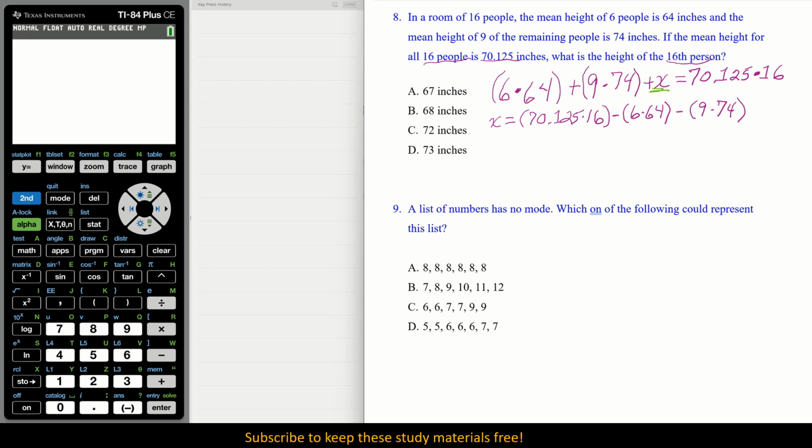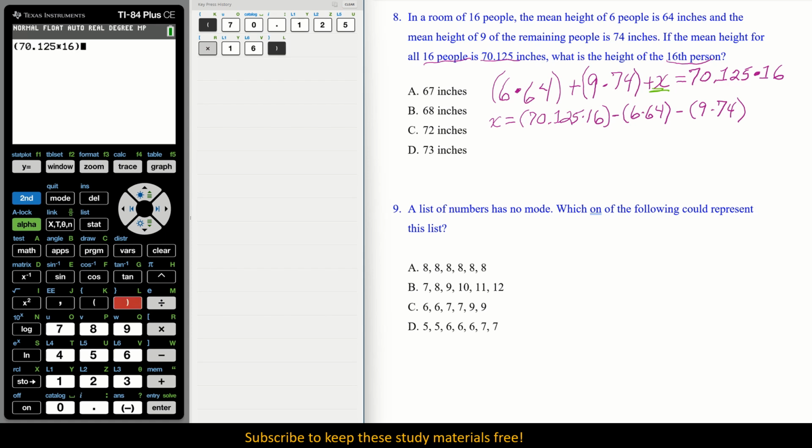Put that in the calculator and we should come up with a reasonable answer, okay? I'm going to use parentheses just to keep my order of operations. I know it's going to work the way I enter it. I know I'm not going to have a glitch when I enter. Okay, so 70.125. That's times all the 16 people. Okay, then I will subtract, I'm going to put it in parentheses, the 6 times the 64, close parentheses, minus more parentheses, and that's the 9 times the 74, close my parentheses, okay?